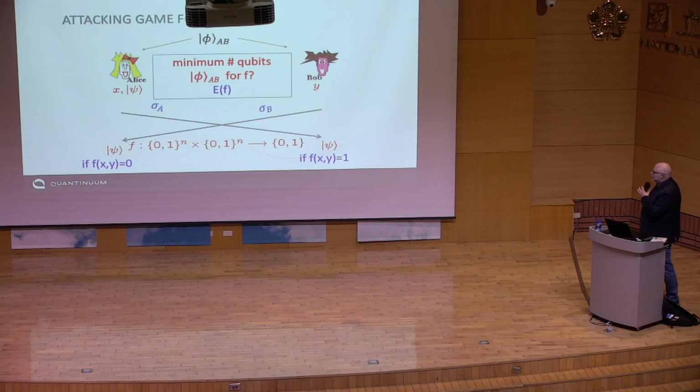And what I'm interested in is this notion which I call E of f. It's the entanglement, the minimum number of qubits of entanglement needed to achieve this feat. That's what I call E of f, and if they can do that, then with E of f amount of entanglement, they can break this f routing protocol. Right? So we're thinking about Alice and Bob here.